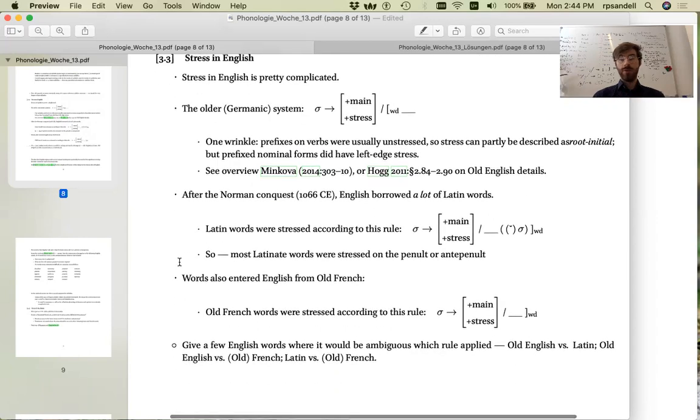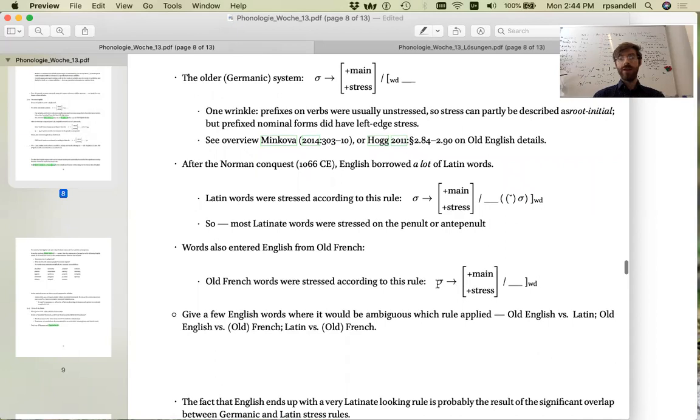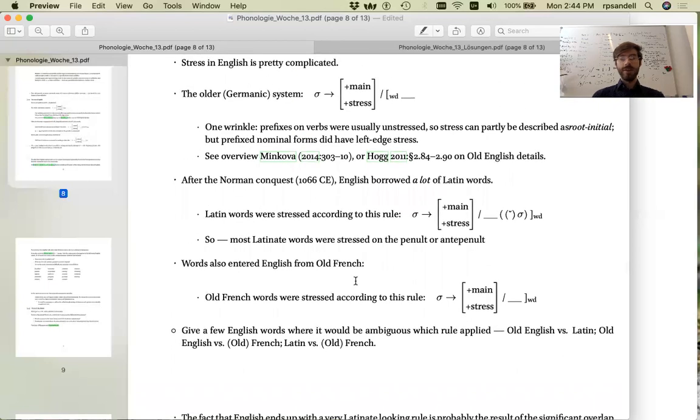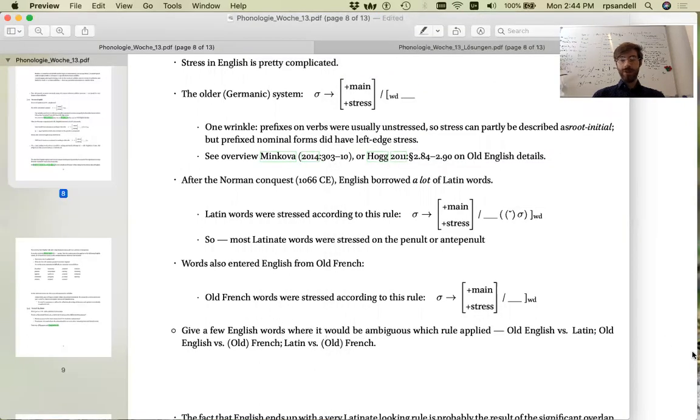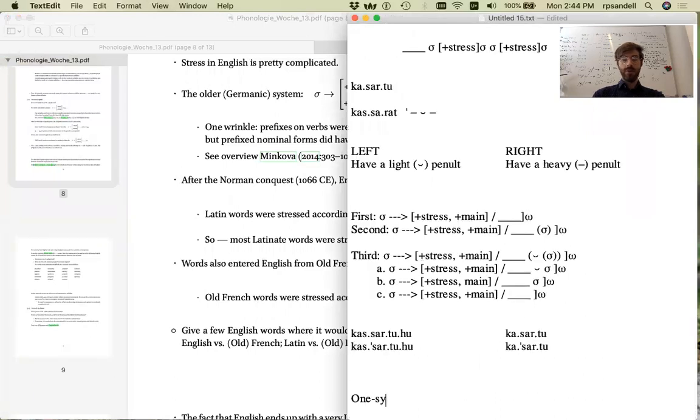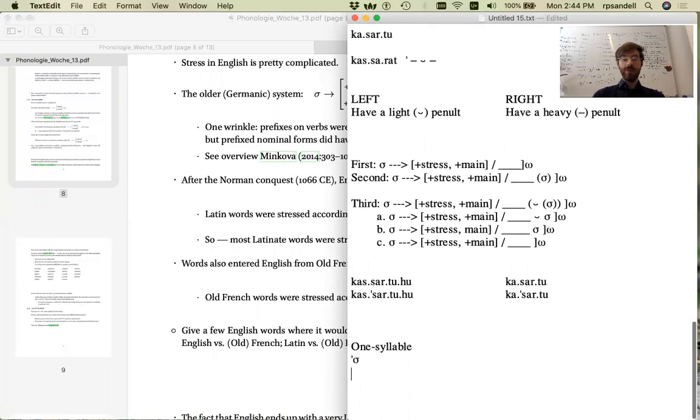There were also a number of words borrowed from Old French into English, which had stress on the final syllable. In Old French, primary stress was generally assigned to the last syllable of the word. Now, in a number of words of English, the stress pattern would be indistinguishable. The stress patterns of Latin would have been indistinguishable from the pattern of English. So for instance, in all three languages, that is in Latin and Old French and Old English, one syllable words, all three languages would have assigned stress to the first syllable.